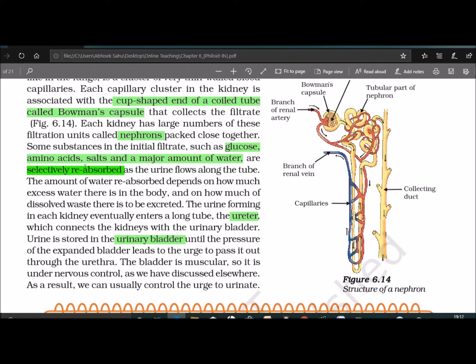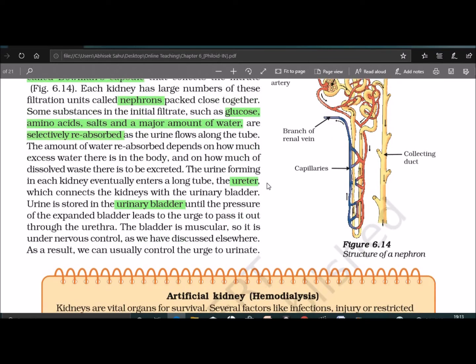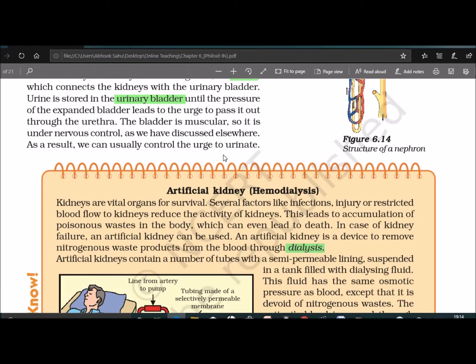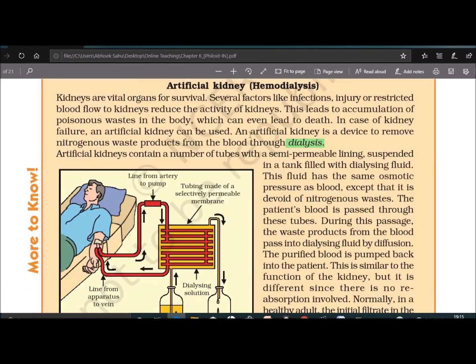The third and last one is your tubular secretion. It is the active secretion of the waste product into the urinary tubule. It ensures the removal of all the waste product from the blood and maintains the ionic balance of the body fluid. And the urine is stored in the urinary bladder until the pressure of the expanded bladder leads to the urge to pass it out through the urethra. The bladder is muscular, so it is under nervous control. As a result, we can usually control the urge to urinate.